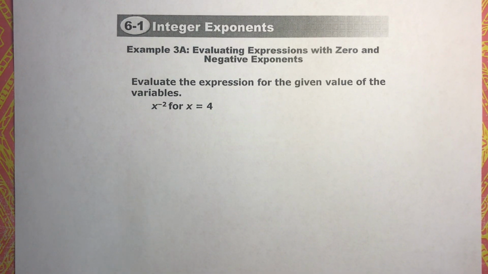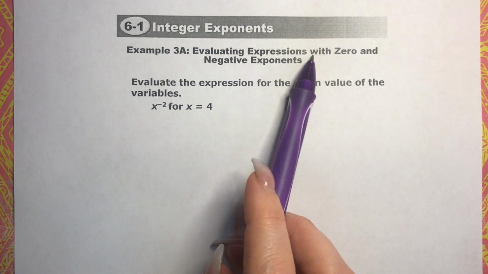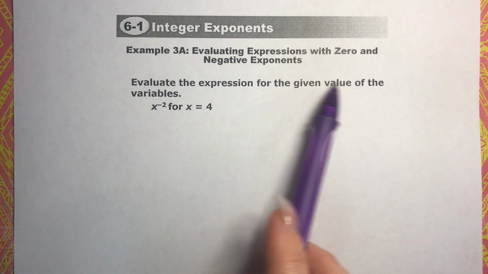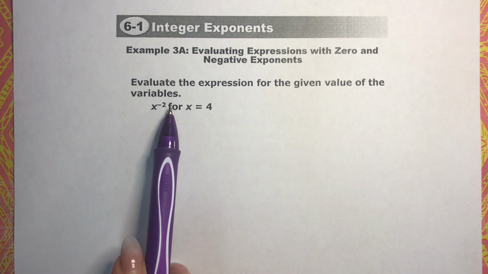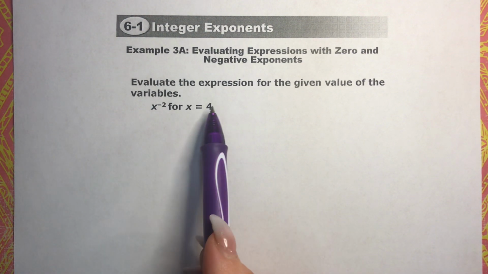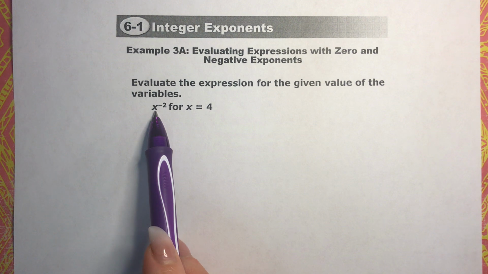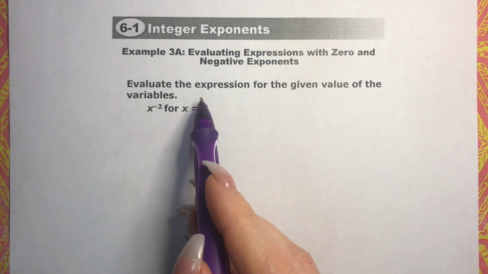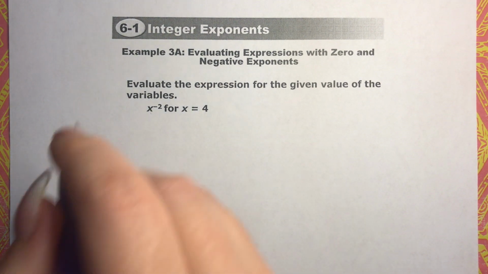All right, let's look at example 3a, evaluating expressions with zero and negative exponents. We're going to evaluate the expression for the given value of variables. So we have x to the negative 2 for when x is equal to 4. Evaluate just means substitute that value in for x and then simplify the answer. Okay, so we're going to do that. So we plug it in.